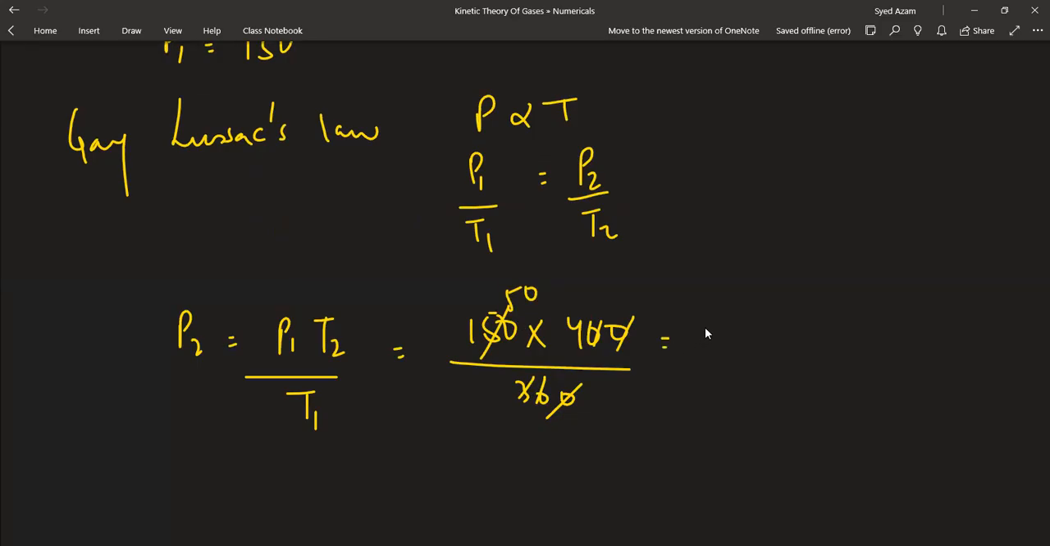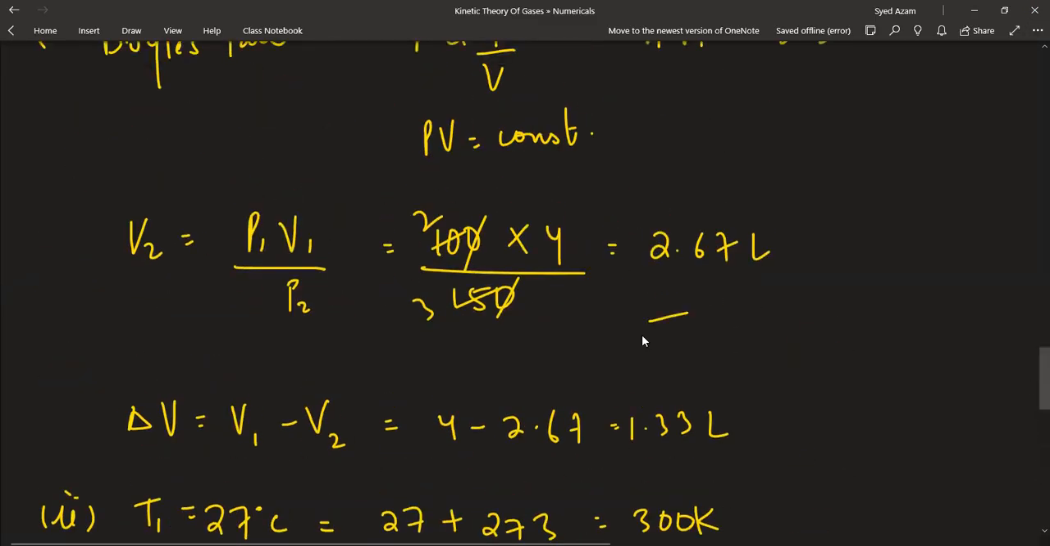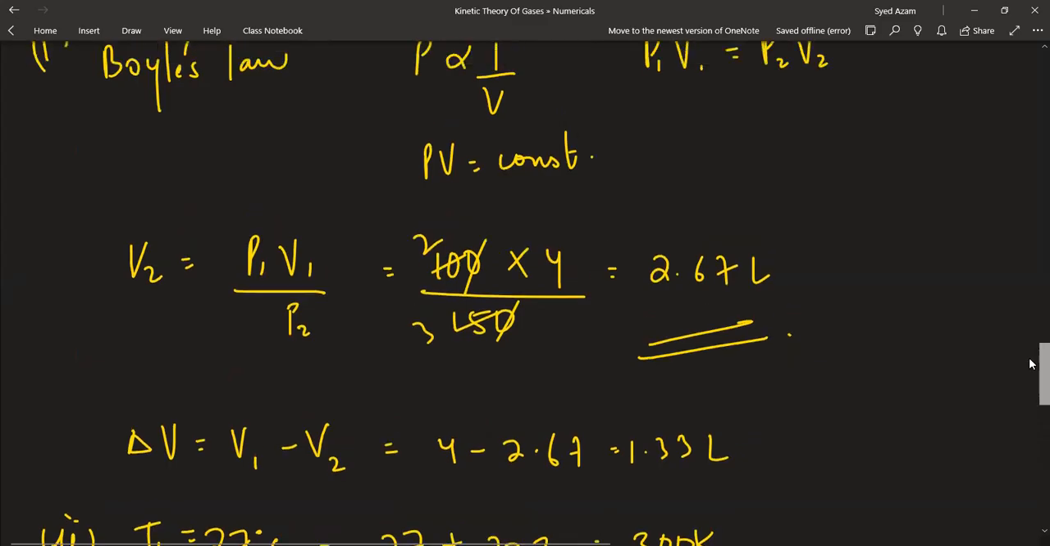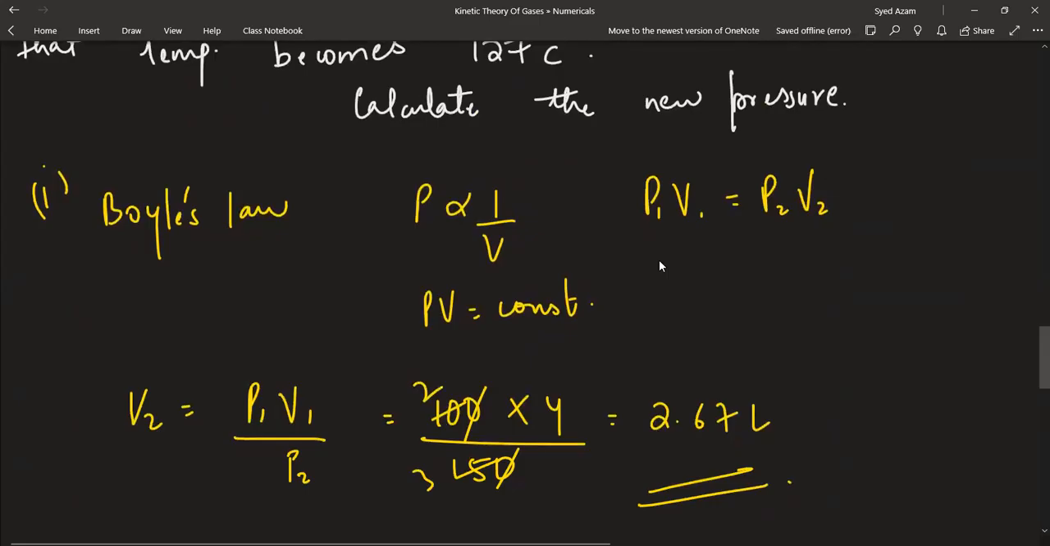P1 is 150, T2 is 400 by 300. So this will be 200. Okay, so the answer for this is 200 Newton per meter square, and the answer of this is 2.67 liters. Okay, so this is how you have to use all the laws. Please write it, then I'll start with oscillations.